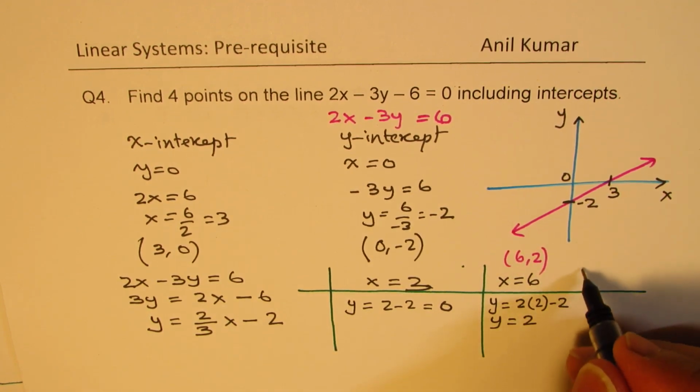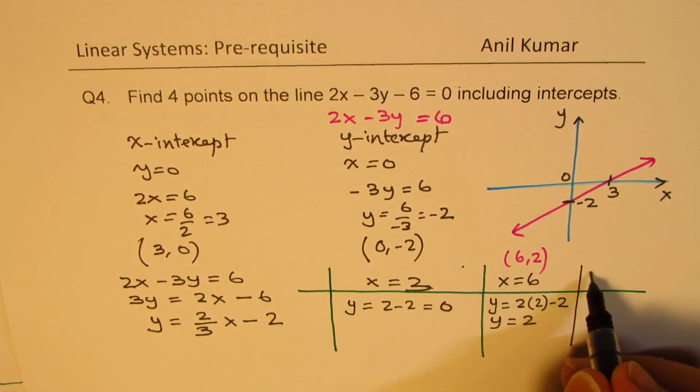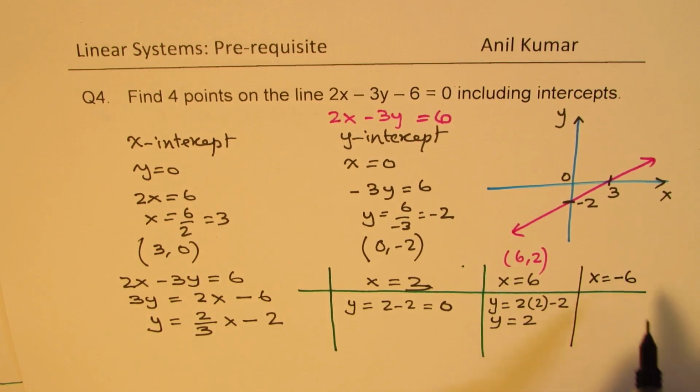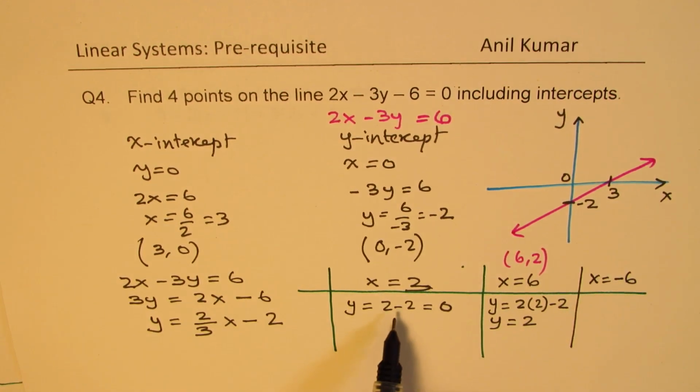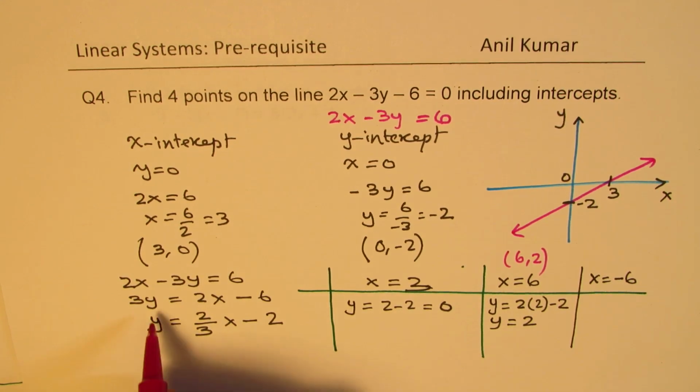Now to get one more point, let's write x as equal to minus 6, right? So if I write minus 6 here, in that case, in this equation, we are always using this equation now.